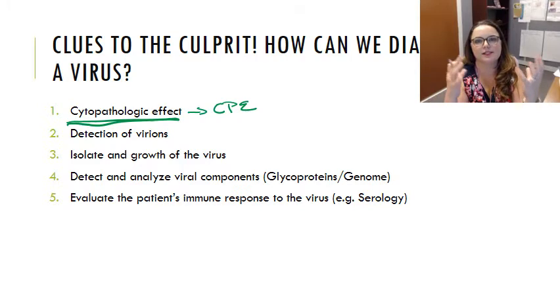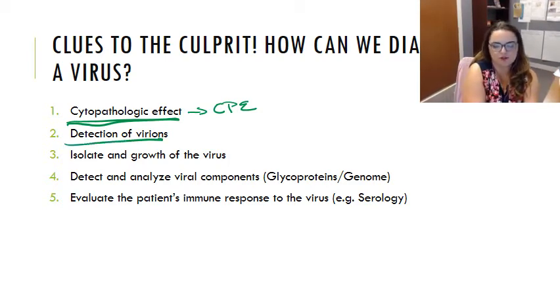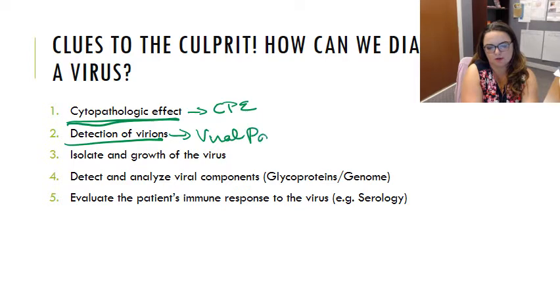These are basically cellular changes that we see in cells when a virus replicates in it. They kind of leave a little signature. The next thing is detection of virions. Can you actually detect the viral particles in the culture, because that's basically what the term virion means. Next, can we isolate and grow the virus?